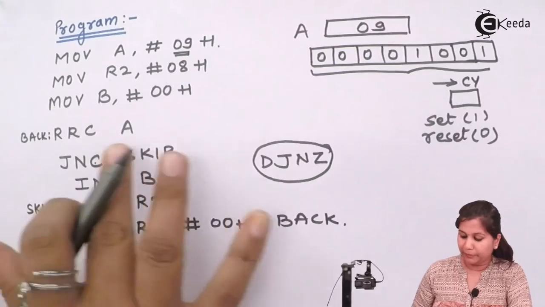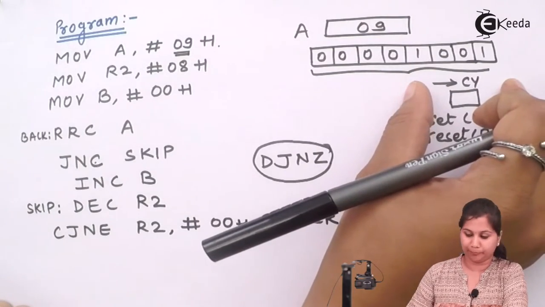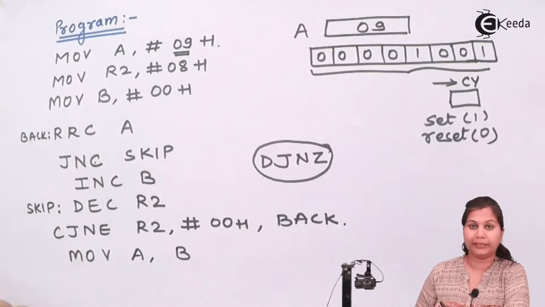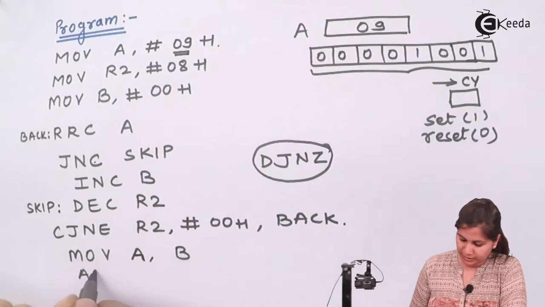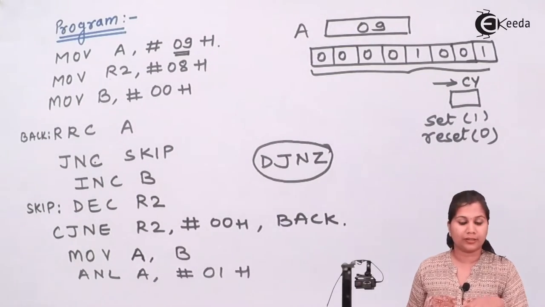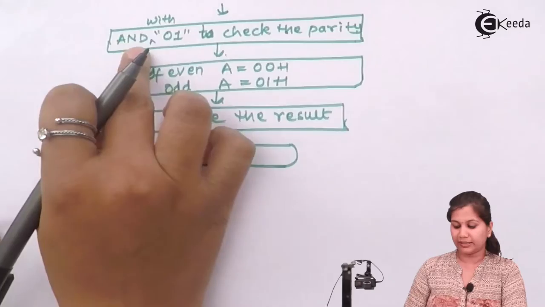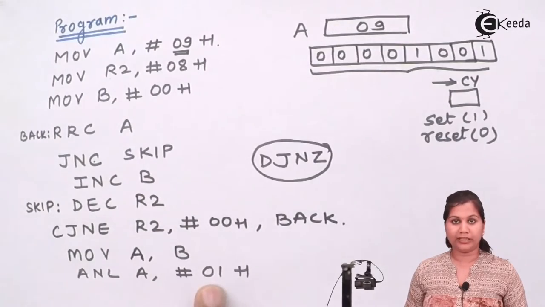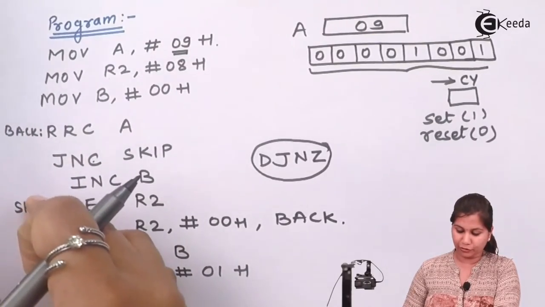After that, when all the bits have been checked, B is carrying the number of ones present in the number. So we will move this number of ones into the accumulator. Now we will AND the contents of the accumulator with the immediate data 01H, because our next step in the flowchart was to AND the contents with 01 to check the parity. After ANDing the contents of the accumulator with 01, we have to check whether the zero flag is set or not.